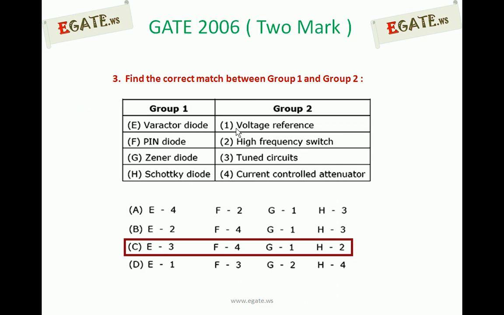So the correct answer is C. E3, varactor diode is in tuned circuits. F4, pin diode, current controlled attenuator. G1, Zener diode, voltage reference. H2, Schottky diode, high frequency switch.